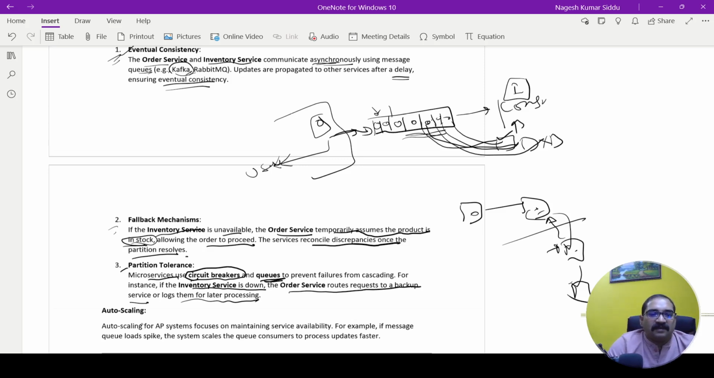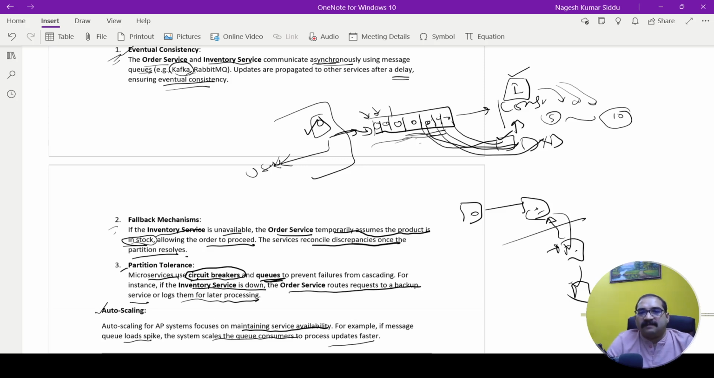Now here you can see how auto scaling should be done. AP systems focus on maintaining service availability. That means the order service should always be available. So if the message queue load spikes, the system scales the queue consumers to process updates faster. Suppose a lot of objects are in the queue, then copies of the inventory service are automatically created. If 5 copies cannot handle the orders coming in, the 5 automatically becomes maybe 6, maybe 10. Once more microservice copies are running, the queue is resolved faster, right? So auto scaling happens to ensure availability. To ensure availability of the invoice service, copies of the service are automatically created by the Kubernetes environment.